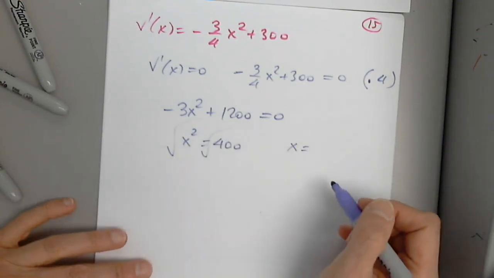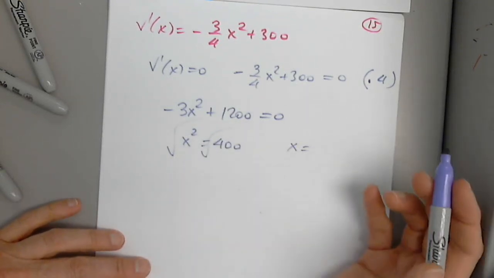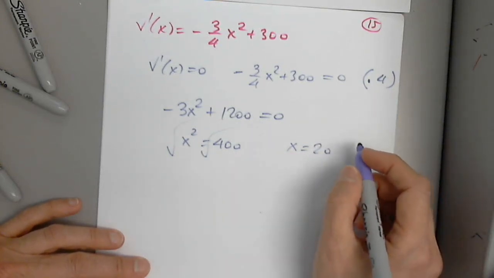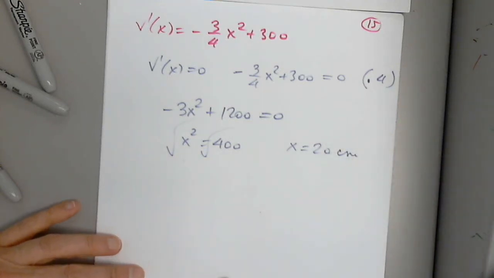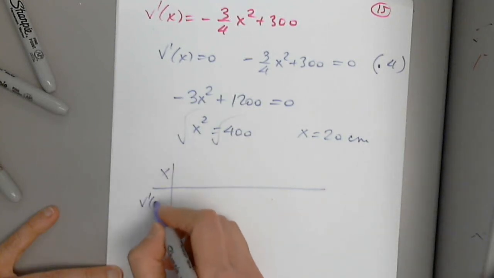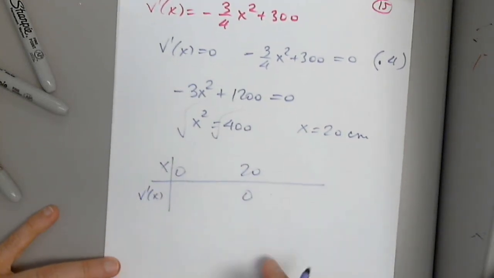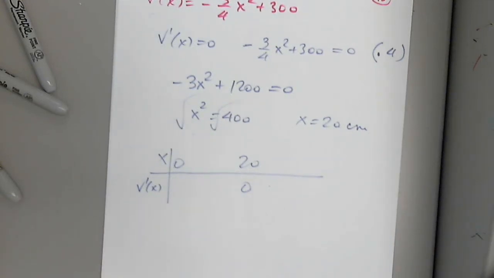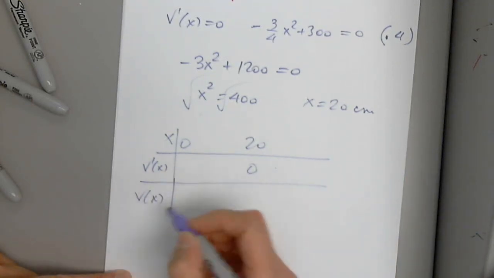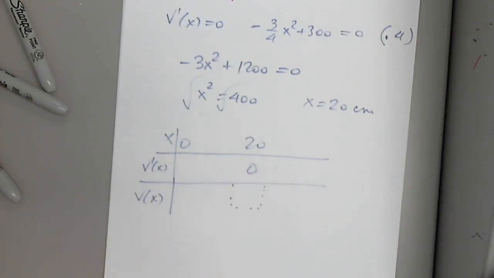And I take the square root. I should write plus or minus, however, x is the length of the side, so I'm not going to put the negative, and this was in centimeters. As we discussed many times, remember, this is not sufficient. I cannot say that when x is 20, this will be the maximum volume. This time we are asked to find the largest possible volume, so we have to plug it in and find this number.